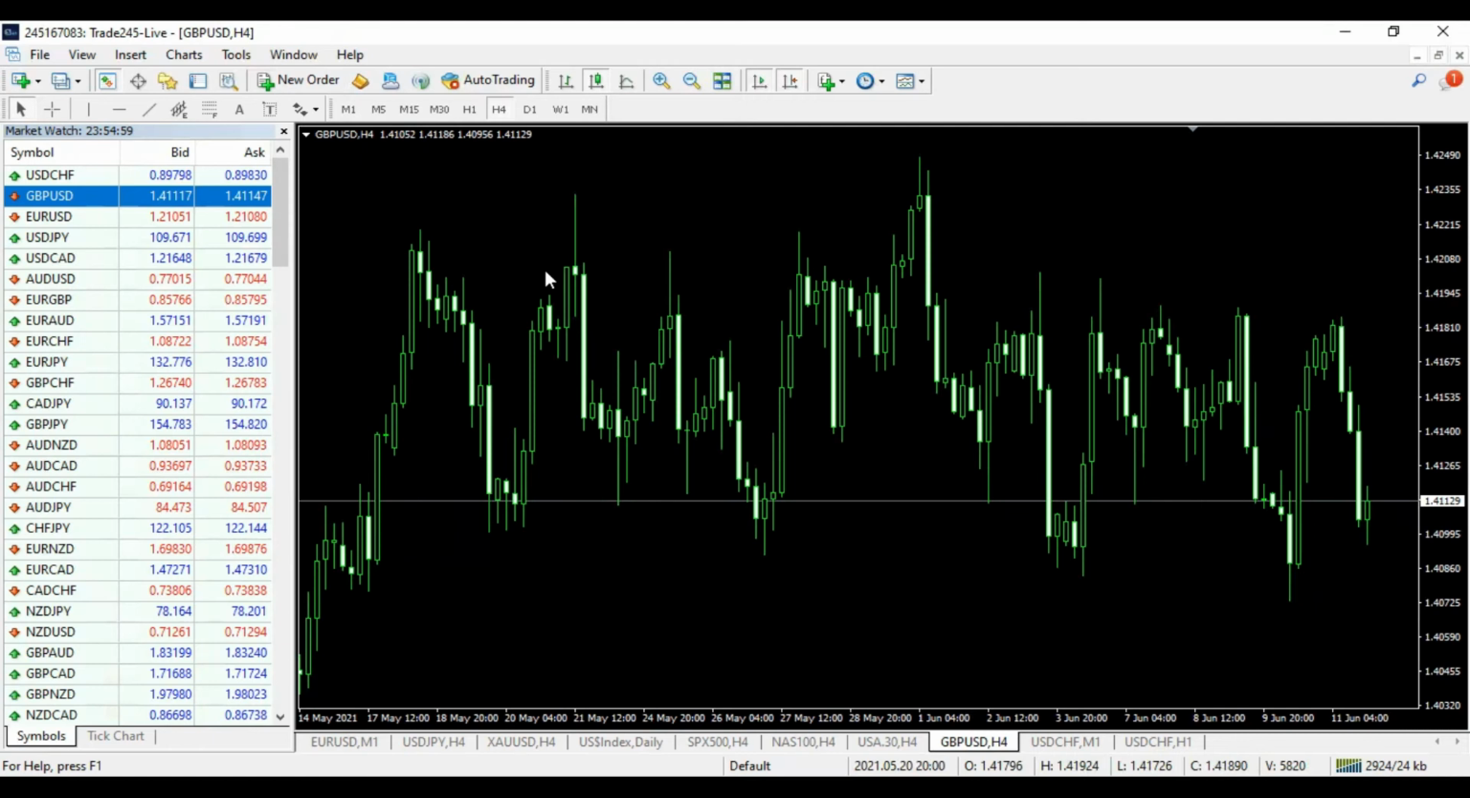Okay guys, so here's the MT4 platform interface. As you can see, it's made up of a wide variety of features, but we're only going to focus on the ones that we think are going to be very important for you to understand how this app works and how to execute your trades.